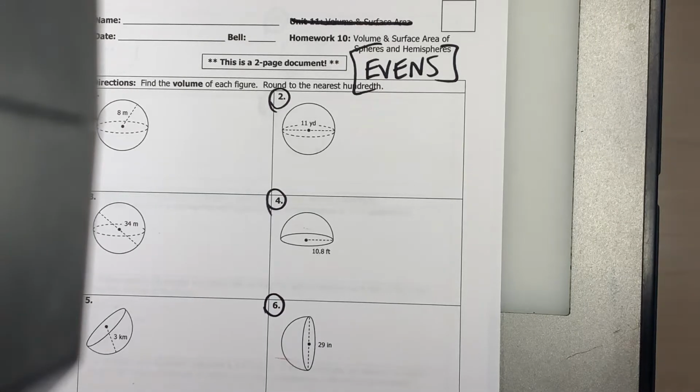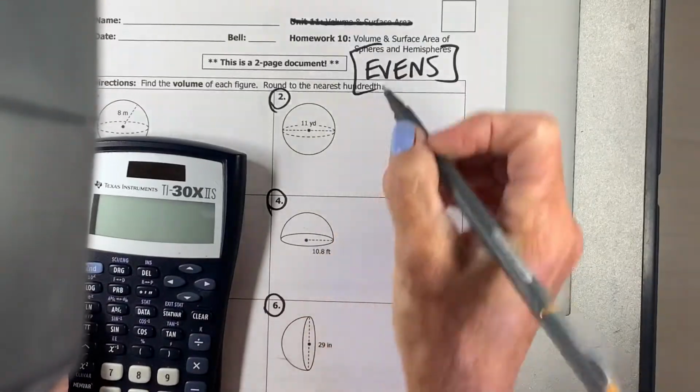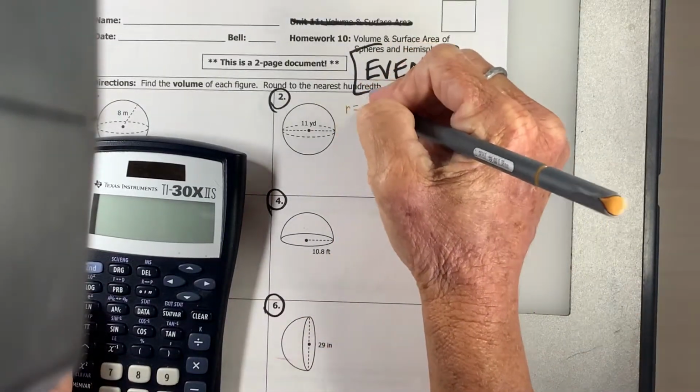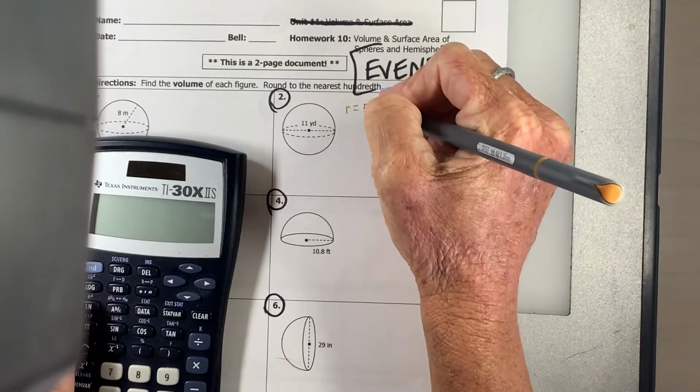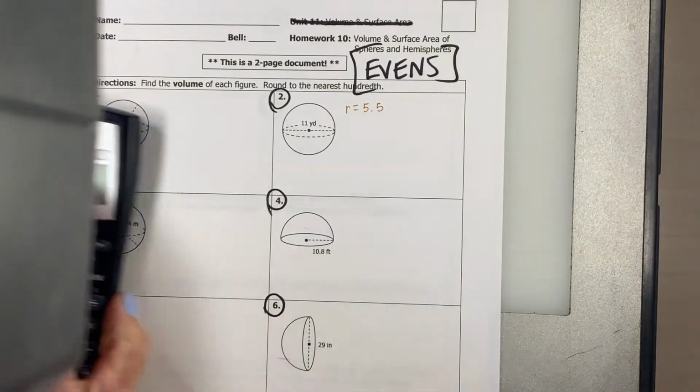A homework involving volume and surface area of spheres and hemispheres. In problem number two, we have a sphere and we've been given the diameter. All of our formulas involve the radius instead of the diameter. So we're going to cut that in half for 5.5 yards for our radius.